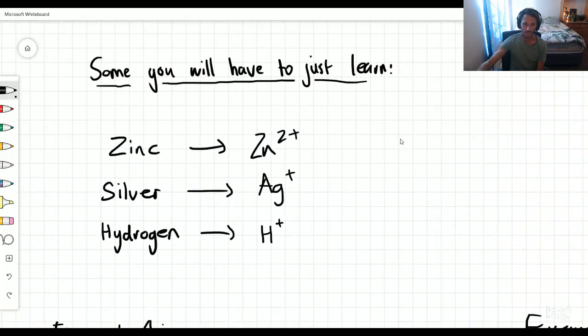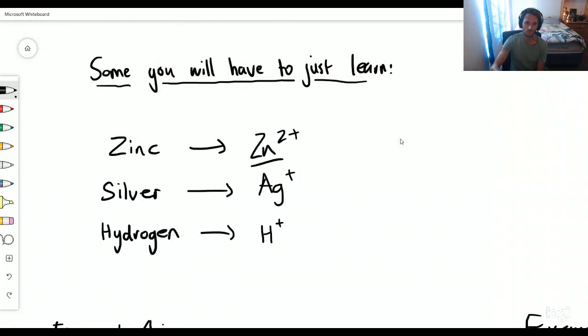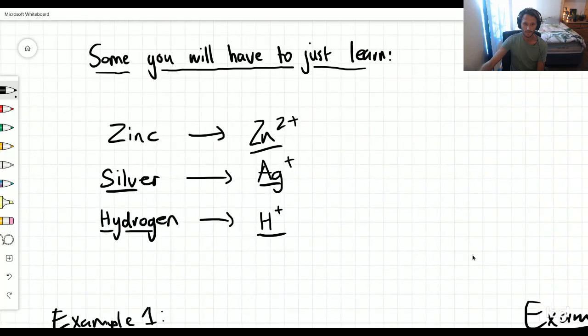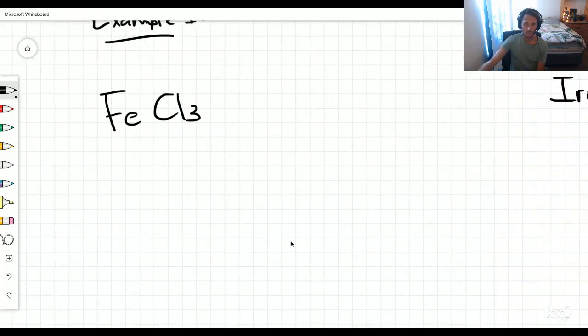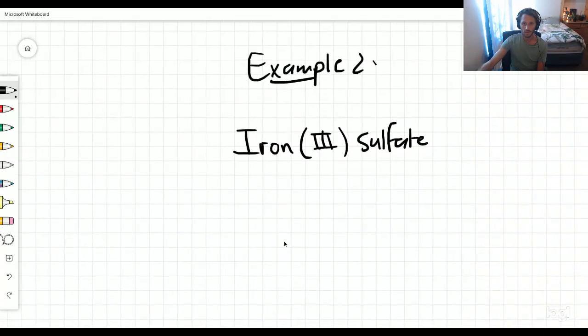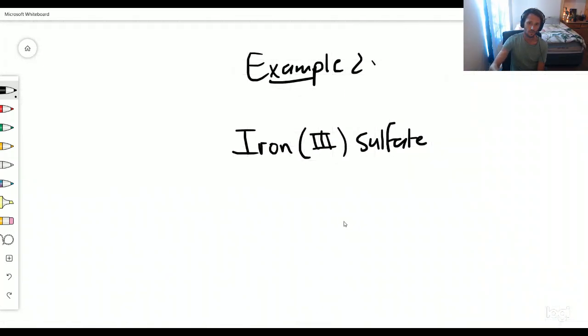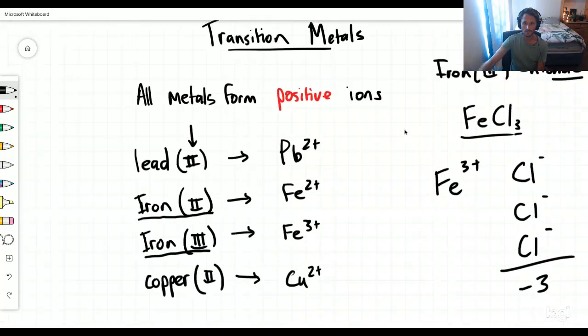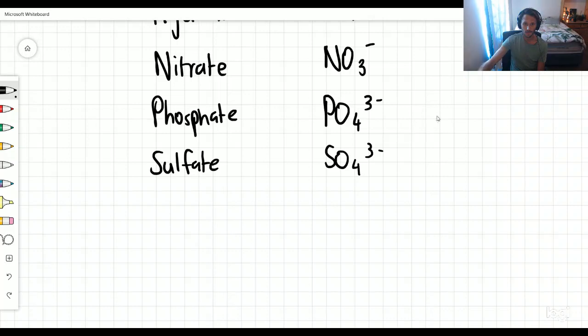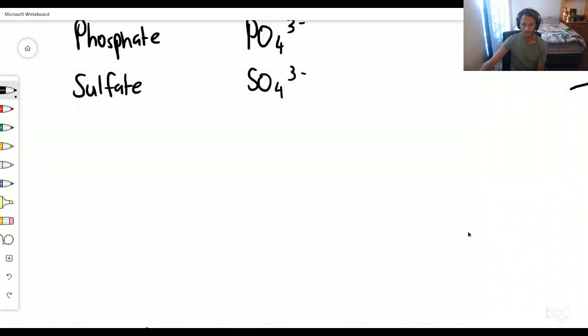Whenever you see zinc, it's always zinc 2+. Whenever you see silver, it's Ag+. Whenever you see hydrogen, it's H+. Okay, let's do an example. We've already done this one over here. Let's do this one. Iron sulfate. Iron 3 sulfate. Remember, iron 3, you just simply write iron 3+. I'm going to go consult my polyatomic ion page for sulfate. Let's go back up. Sulfate, SO4 3-.